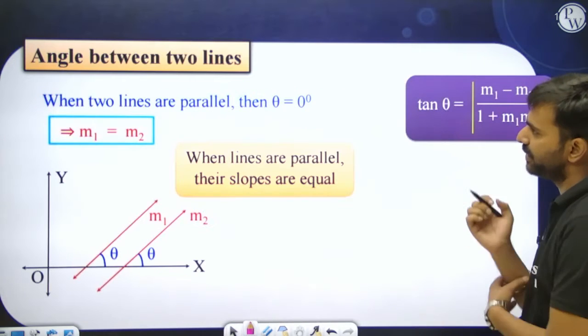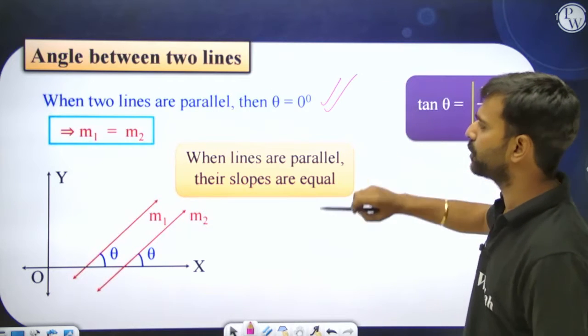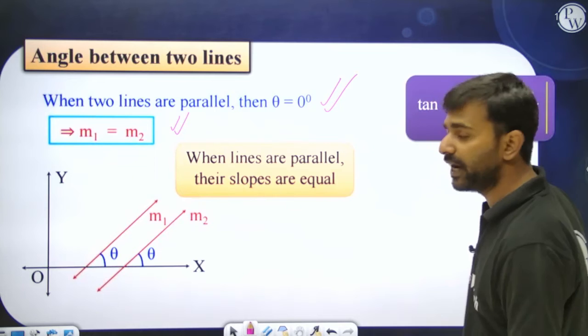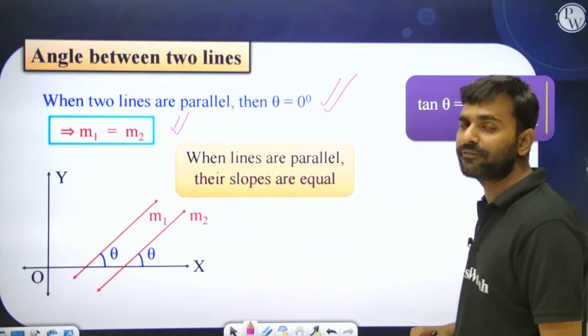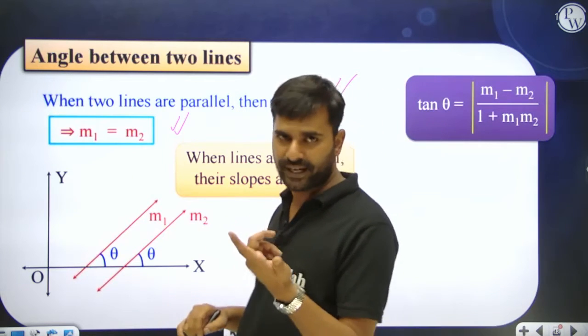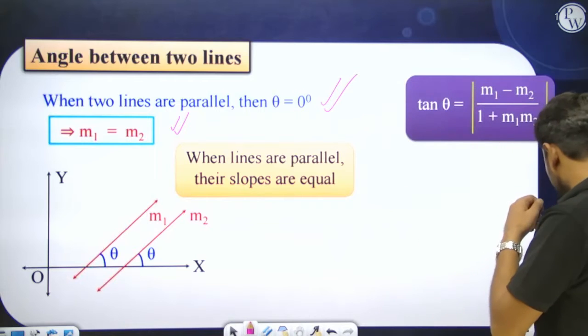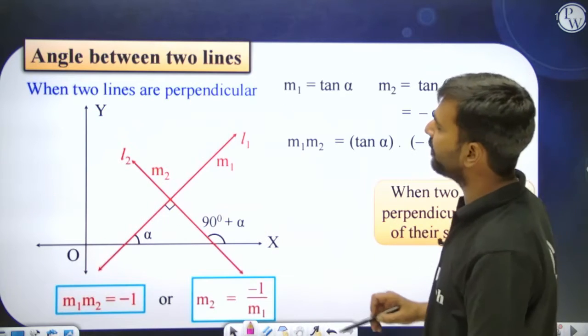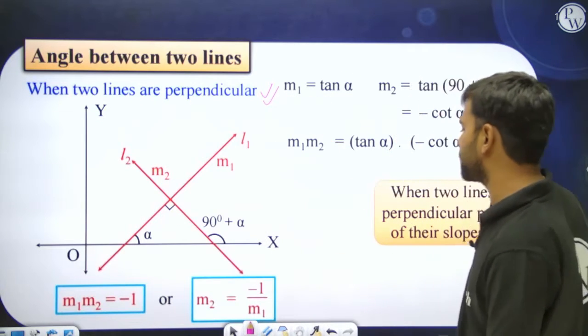Moving ahead. When the two lines are parallel, theta equal to 0 degree means m1 equal to m2. How many parallel lines are possible? Infinite. Okay, when lines are parallel, their slopes are equal. When the lines are perpendicular, the product of the slopes is equal to minus 1.